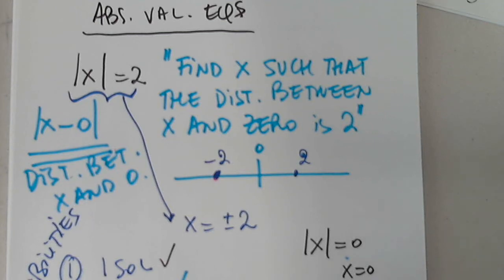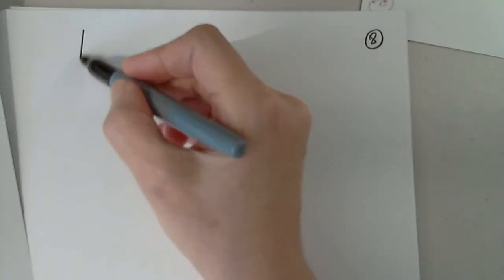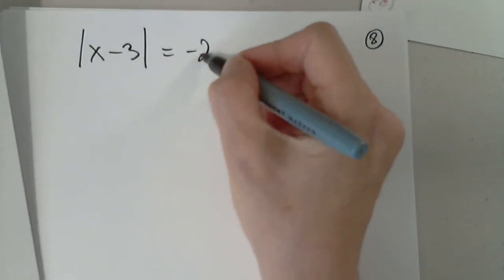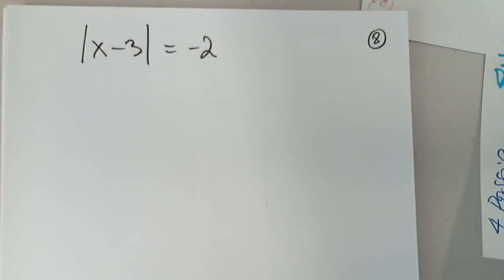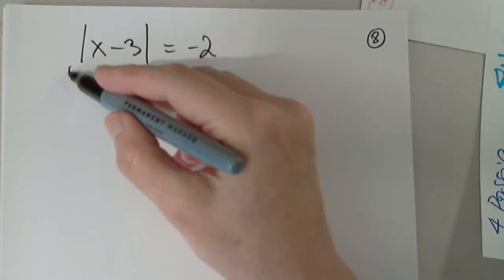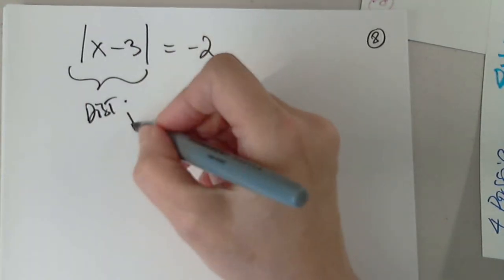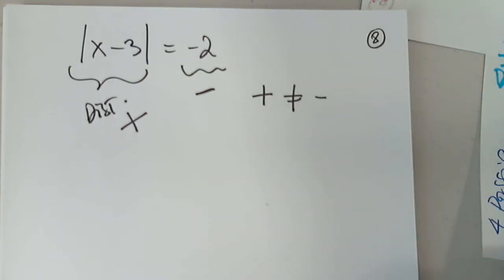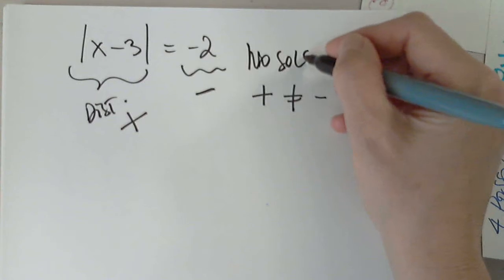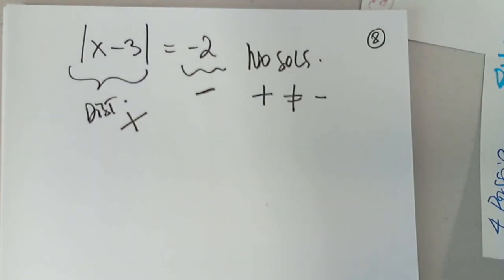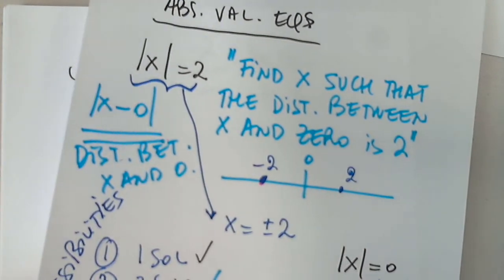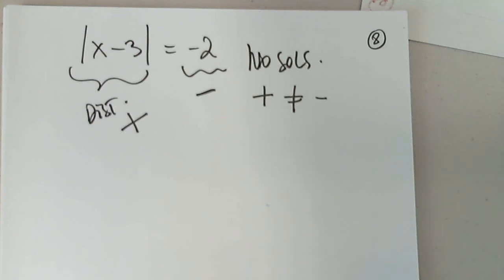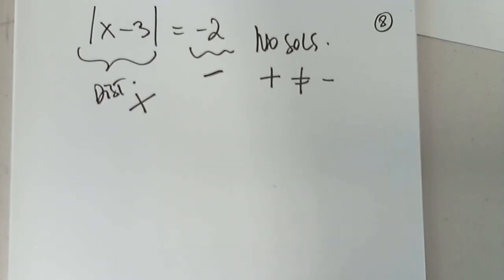Now let's look at the possibility of no solutions. The absolute value of x minus 3 equals negative 2. There is nothing. This is a distance. This is always a positive number, and this is a negative number. A positive number cannot equal a negative number. Done. No solutions. Not possible. So we've seen the first 3 options. Let's see the last one, when an absolute value equation can have infinitely many solutions.